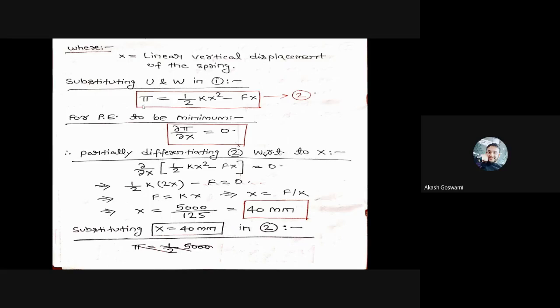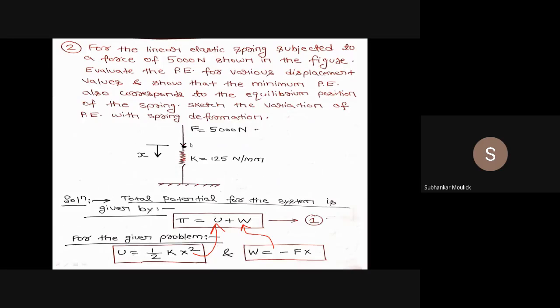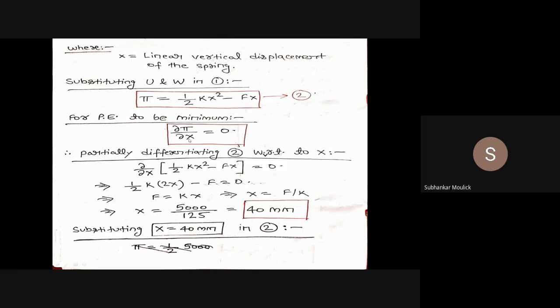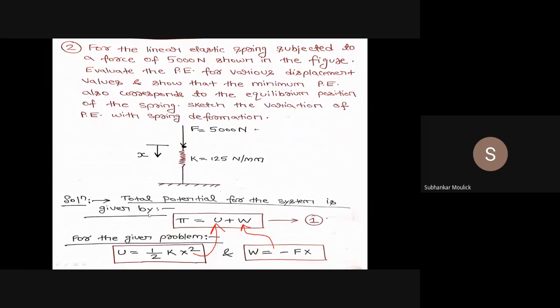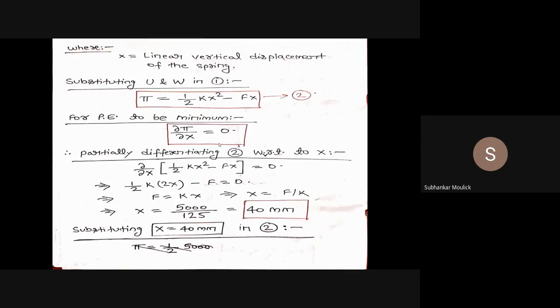Since in this problem only the displacement is present at this nodal point, del pi by del x is equal to 0, or else I would have written xi, where i means the number of nodes where displacement is occurring. Only at this nodal point is displacement occurring, and the other nodal point is fixed, so I will not consider it. So del pi by del x equal to 0.